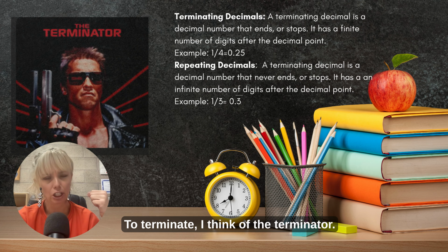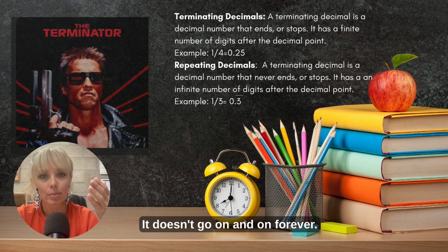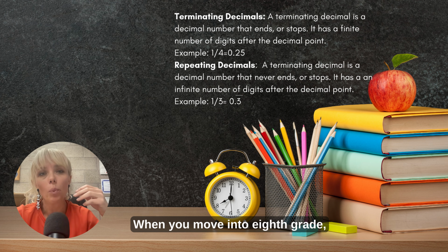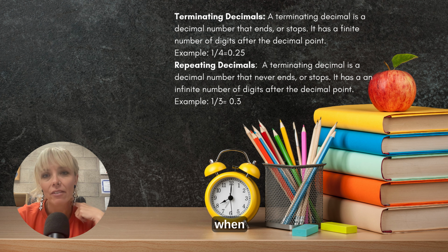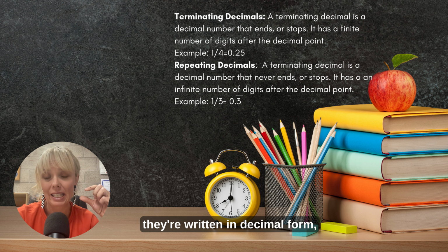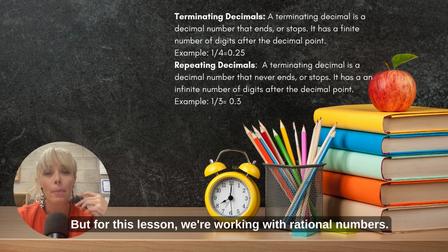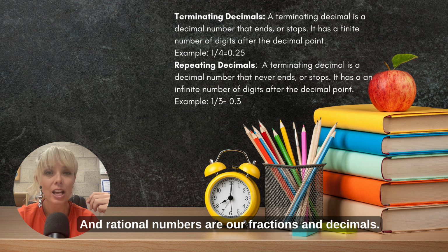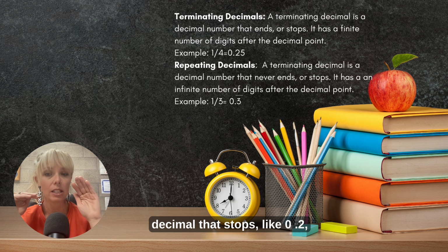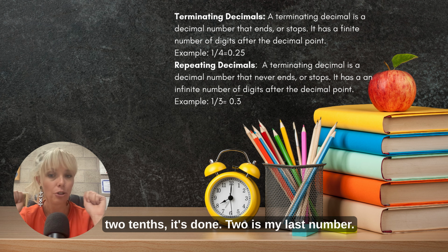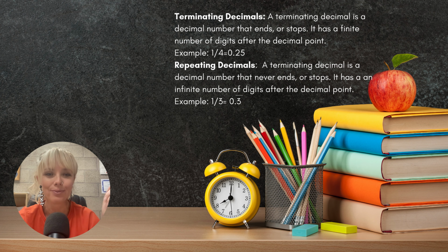The next is a terminating decimal. To terminate, I think of the Terminator. To terminate means to stop, and so it's a decimal that stops. It doesn't go on and on forever. When you move into 8th grade, you'll learn about irrational numbers, and when they're written in decimal form, the decimals go on and on forever and they never terminate. But for this lesson, we're working with rational numbers, which are our fractions and decimals. We either have a repeating decimal or a decimal that stops, like 0.2. It's done. 2 is my last number. It's terminated. So 0.2 is my decimal.